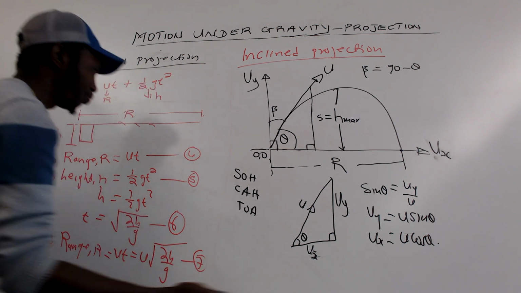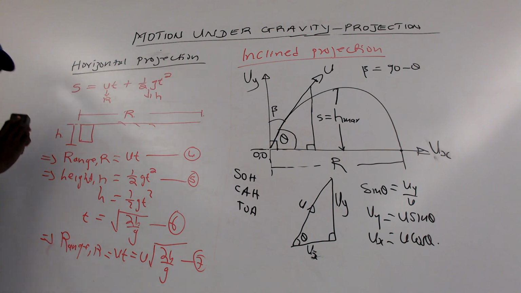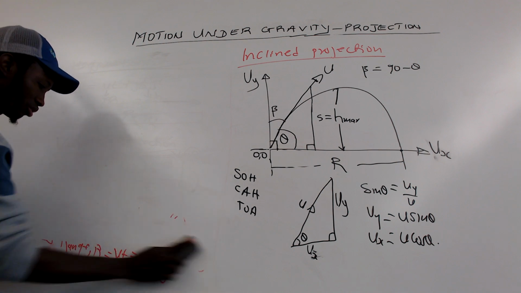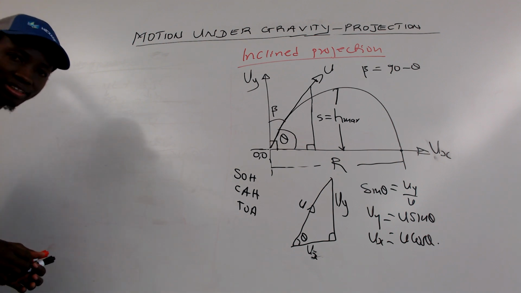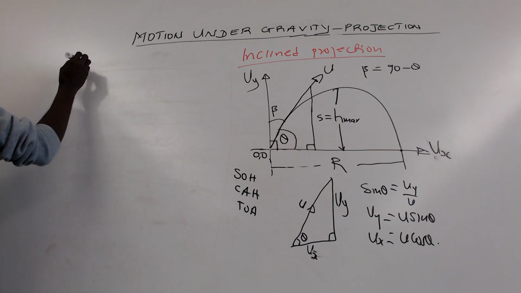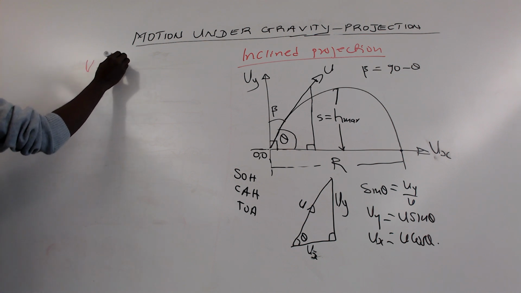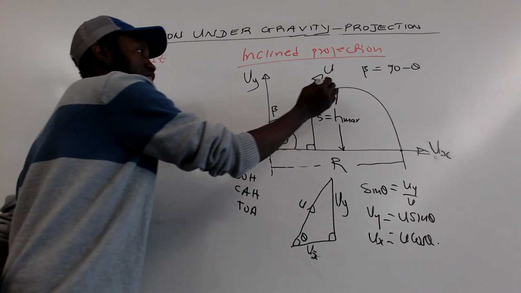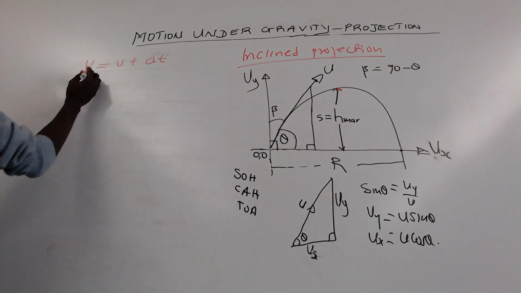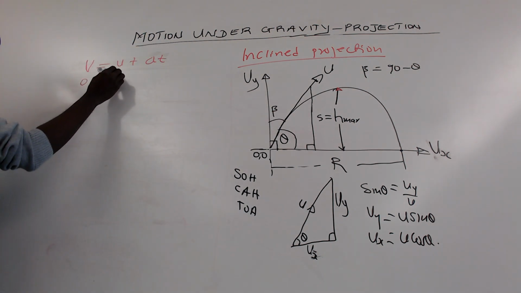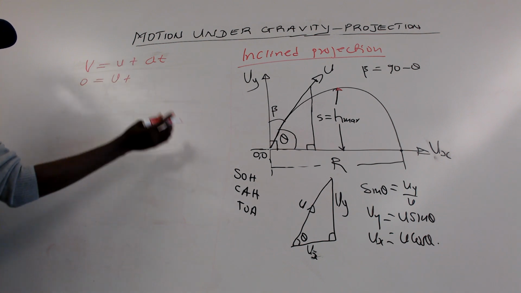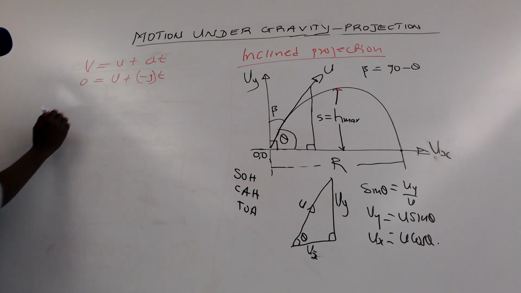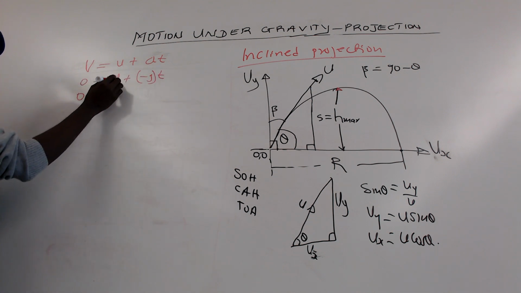So what's going to be the next step? We consider the equations of motion. If we consider the first equation of motion, we have v equals u plus at. For vertical projection, when the object reaches this point, v is 0. So v will be 0 equals u, the speed of projection, and a, since projected vertically, a is negative, and t is this. So u now is going to be uy.